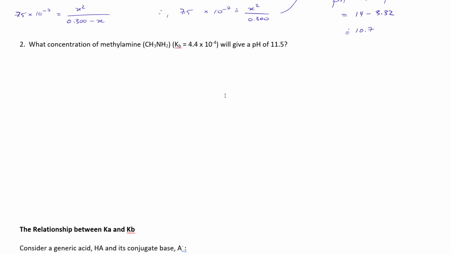Okay, what concentration of methylamine, which is CH3NH2, and the Kb value given, will give a pH of 11.5? In this case, I have a neutrally charged molecule reacting with water to give me a pH of 11.5, but I do not have the initial concentration. This is very similar to one of the questions we did with the weak acid, in which we did not have the initial concentration, so we list it as Y.